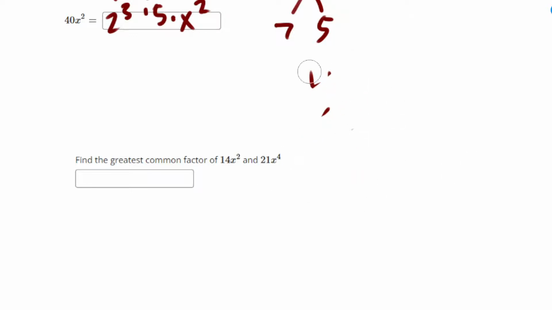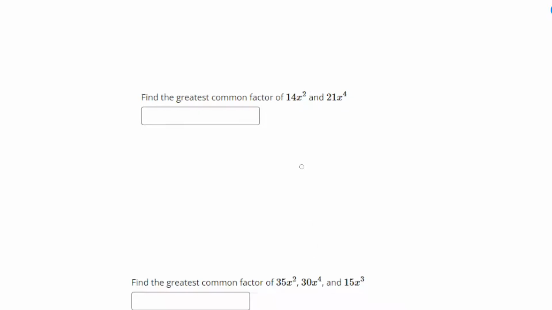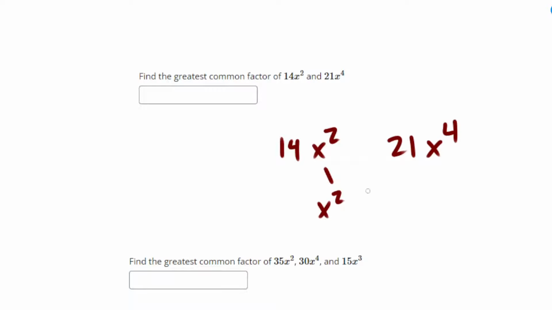Now this is a little bit, we're taking the same idea, but we're broadening it to 2 different terms. So now we have 14x squared, and we have 21x to the 4th. And ways that we can do that, we can say this is x squared, and this can be brought down into x squared and x squared. We're just trying to see if there are any common things.